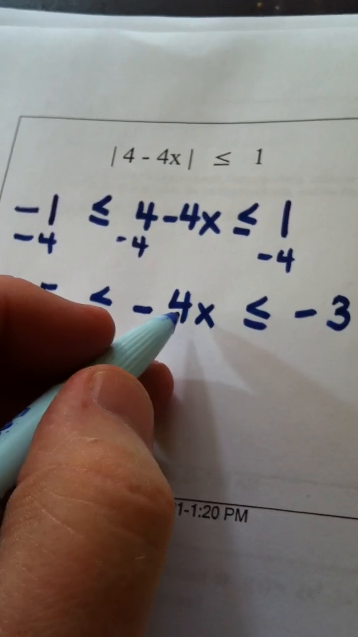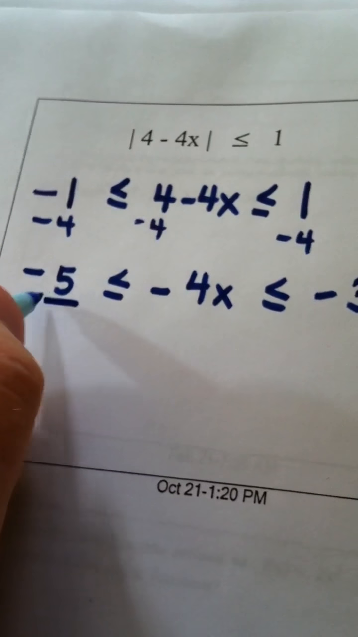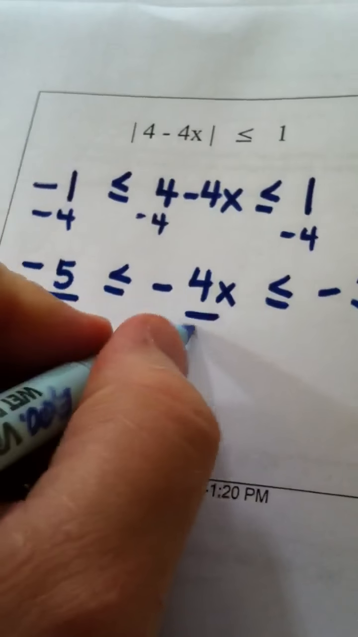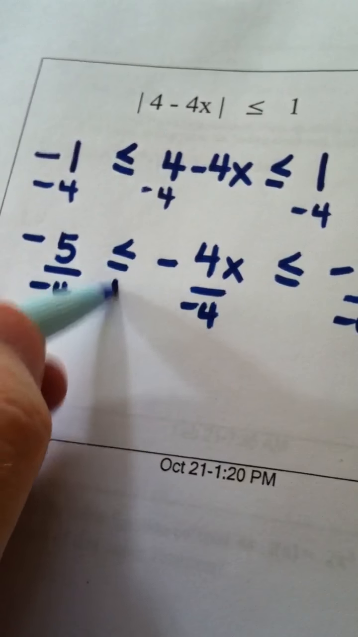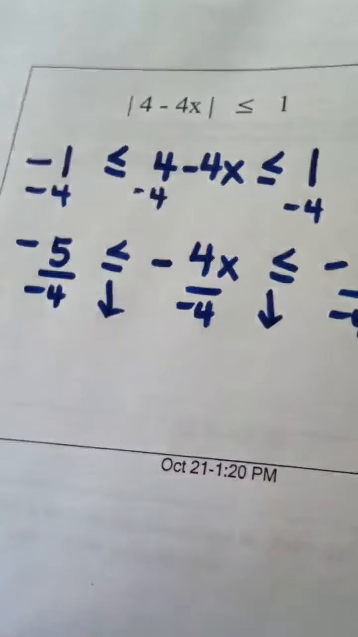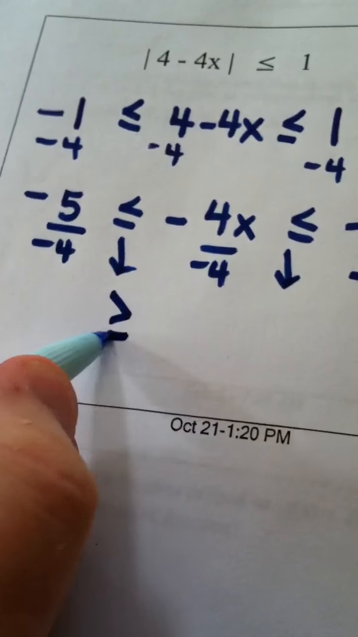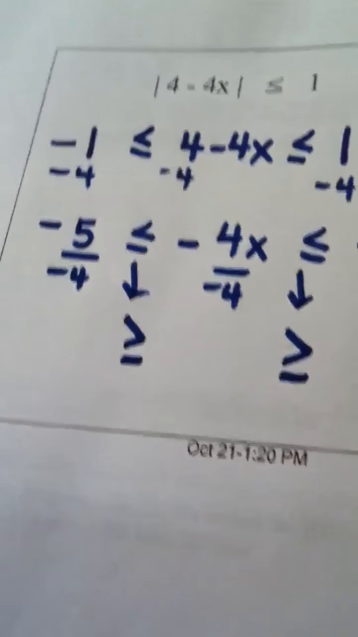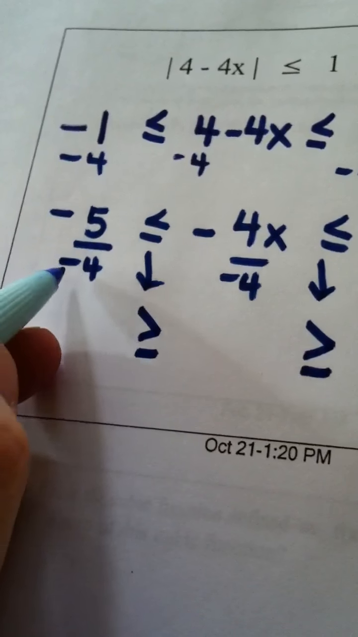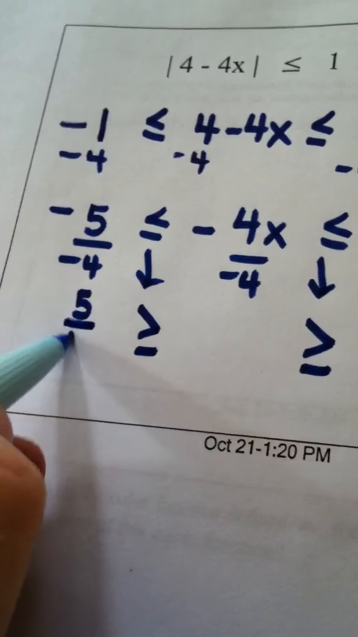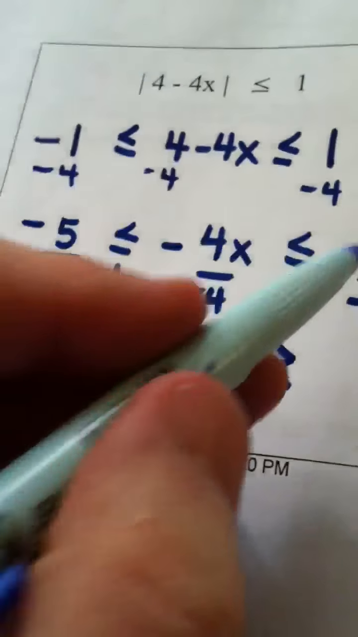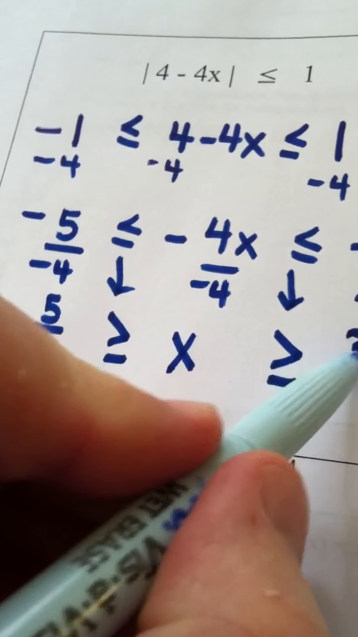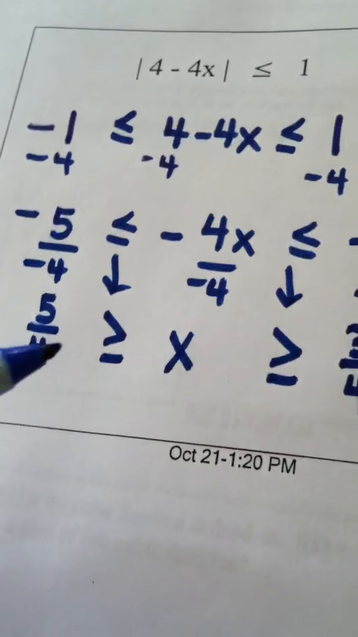Now we have to divide by -4, and if you recall, very important rule, the minute I divide by a negative, what that's causing to happen is these two inequality signs will change direction. Negative divided by negative is a positive, so I have 5/4. In the middle I have x, and over here I have a positive 3/4.